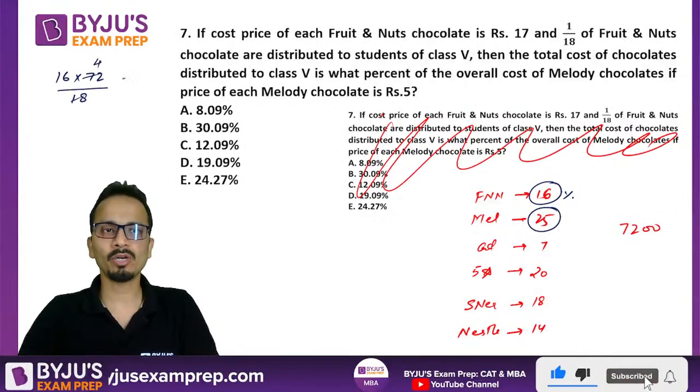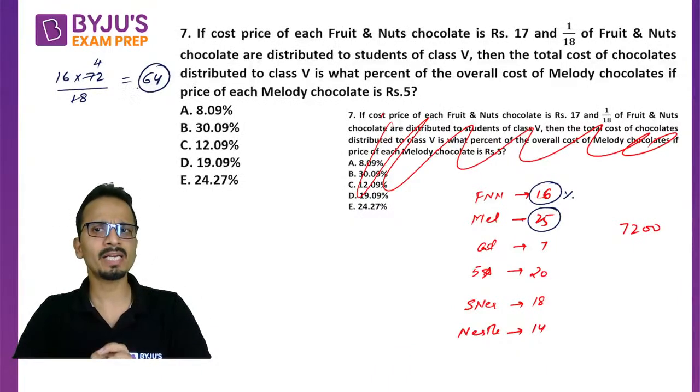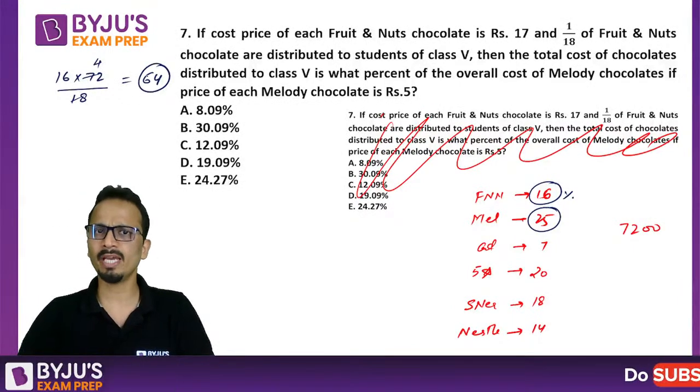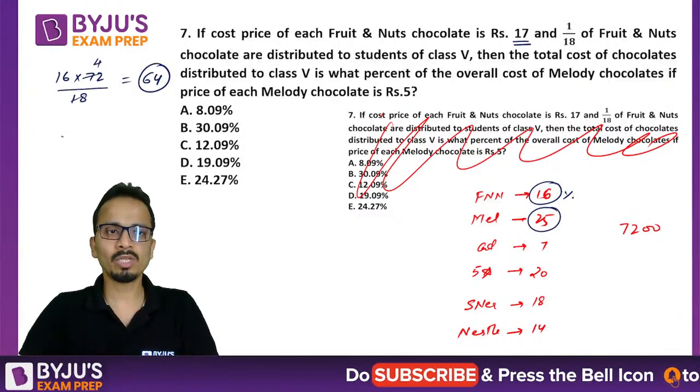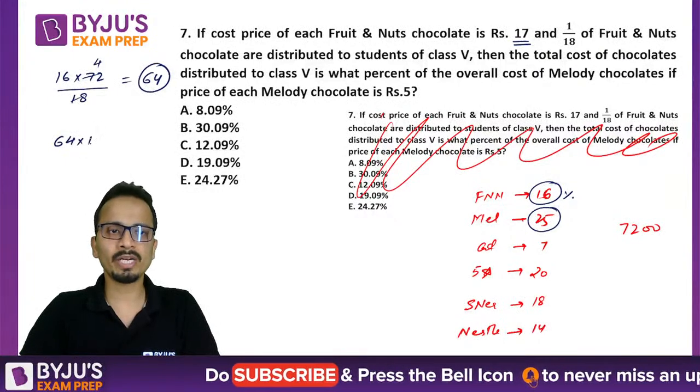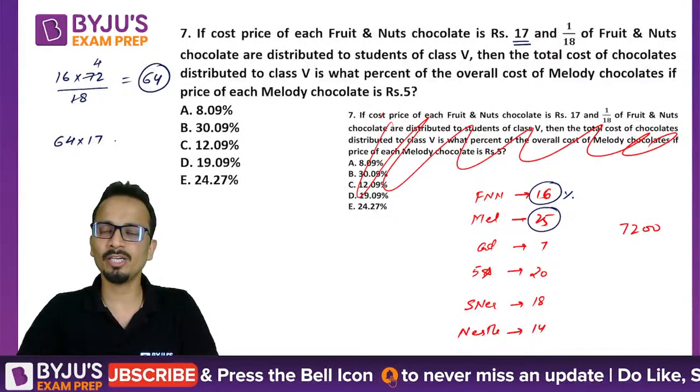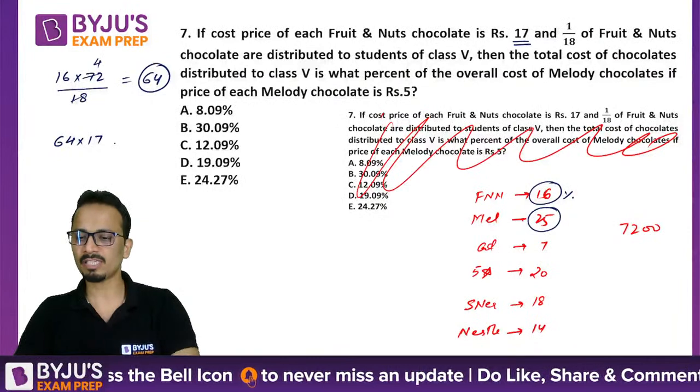We cancel by 4. So 16 into 4 is 64. So 64 fruit and nut chocolates are distributed. And the cost price of each of them is 17. So total money spent on fruit and nut chocolates will be 64 into 17. This is the first part.